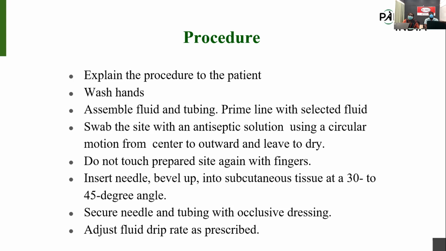Then insert the needle. Mainly we use an SV set, butterfly cannula, or scalp vein set, which is commonly used for pricking the site. While pricking, the needle tip bevel, the bevel opening, we need to keep in an upright position and insert on that side. After selecting the subcutaneous tissue, we need to prick the area at a 30 to 45-degree angle.